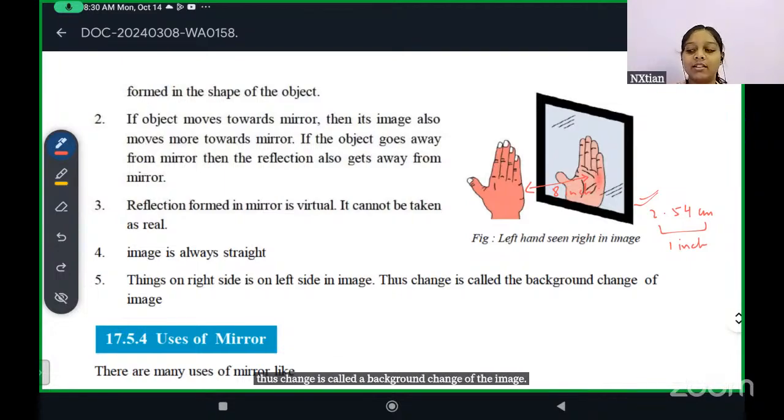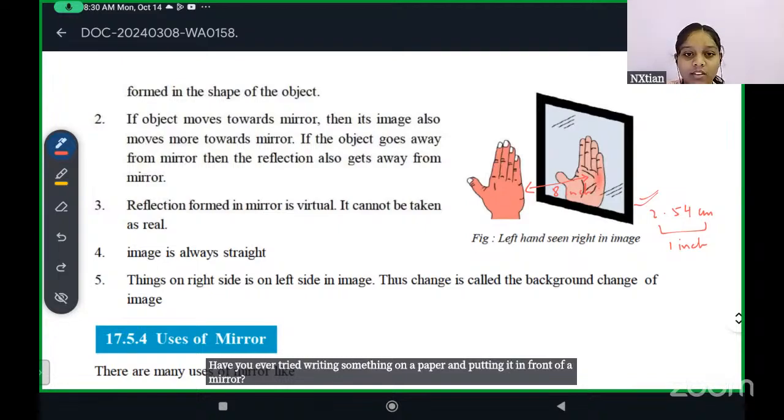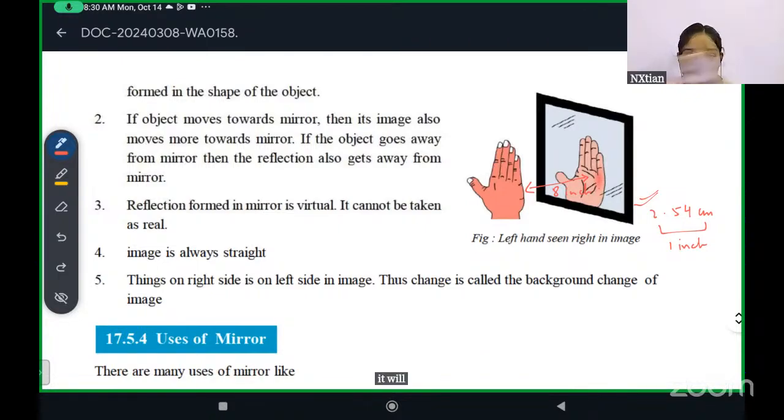Have you ever tried writing something on a paper and putting it in front of a mirror? It will show the reverse thing. Okay, it will show the reverse thing. Suppose if I write book on my copy, okay, and show that in front of the mirror, it will show like this. Okay.